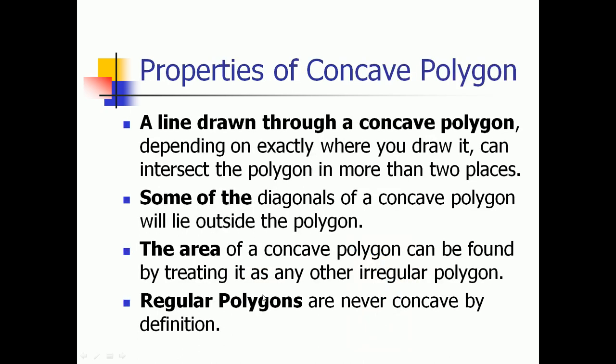Like convex polygons, there are properties of concave polygons. A line can be drawn through a concave polygon, and depending on exactly where you draw it, it can intersect the polygon in more than two places. Just now in convex polygons we have seen that when we draw a line, it divides the polygon into exactly two pieces, whereas in a concave polygon it does not necessarily divide the polygon in two places. So there can be more than one.